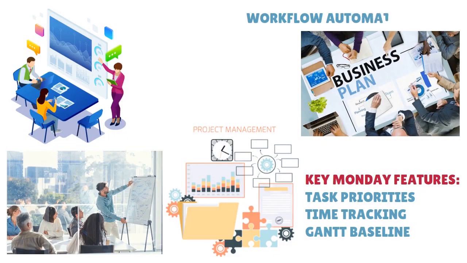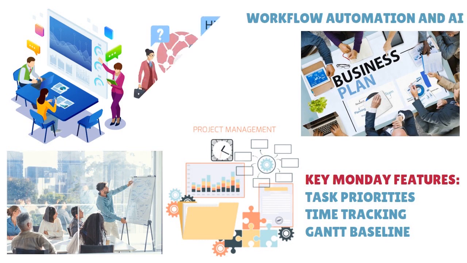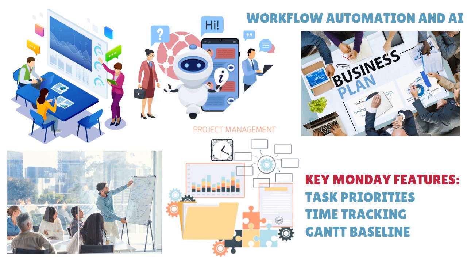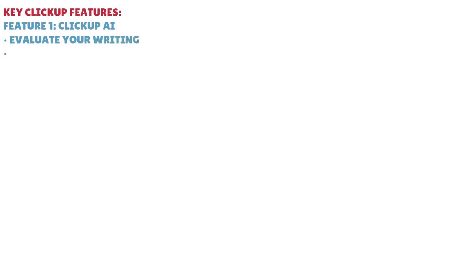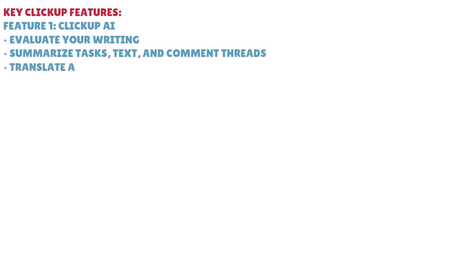Let me talk about workflow automation and AI, so artificial intelligence. If you are working on a business plan and you want to focus on workflow automation, let's first talk about the key ClickUp features in the realm of workflow automation and AI. You have ClickUp artificial intelligence, which is really sophisticated. You're able to evaluate your writing, summarize tasks and comment threads, and translate and generate content in multiple languages.